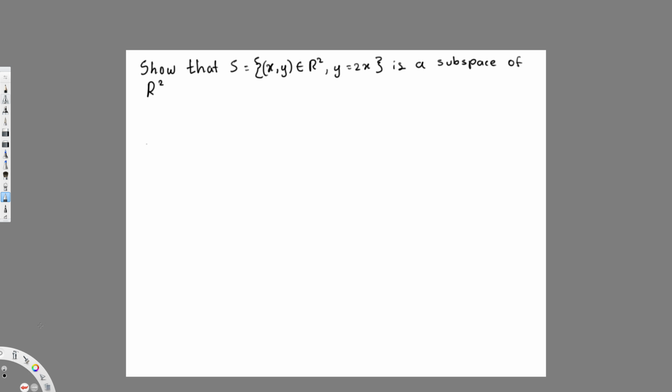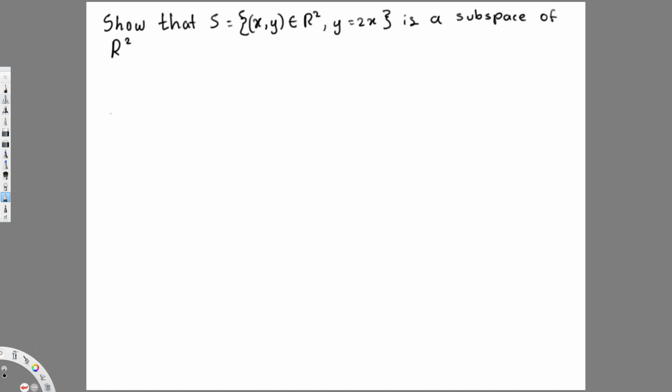We have this question right here. It's asking, show that S is a subspace of R2. So in this case, for any set to become a subspace of Rn, it has to fulfill three things. First, it should have a zero element.